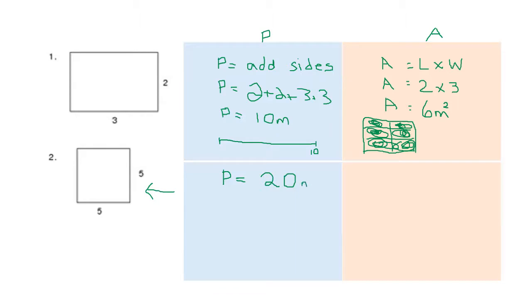If you said 20 meters, you are right. The area, look up here, length times width. So this time we're multiplying length times width. 5 times 5.